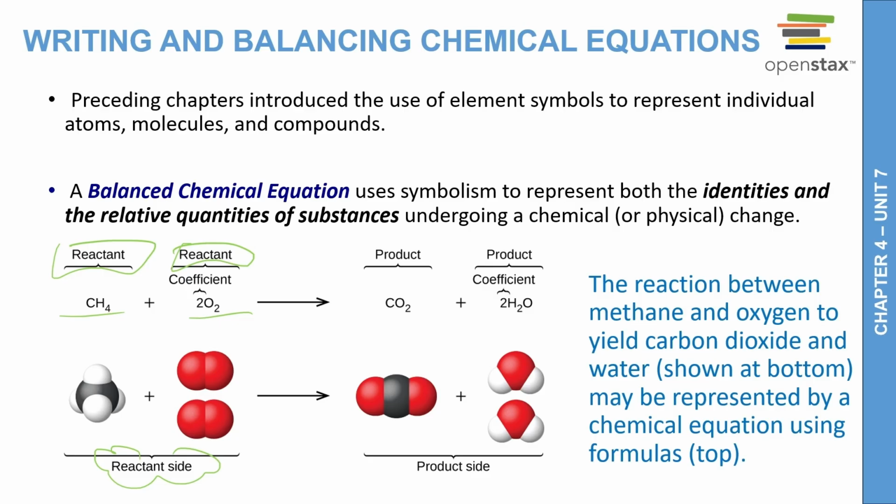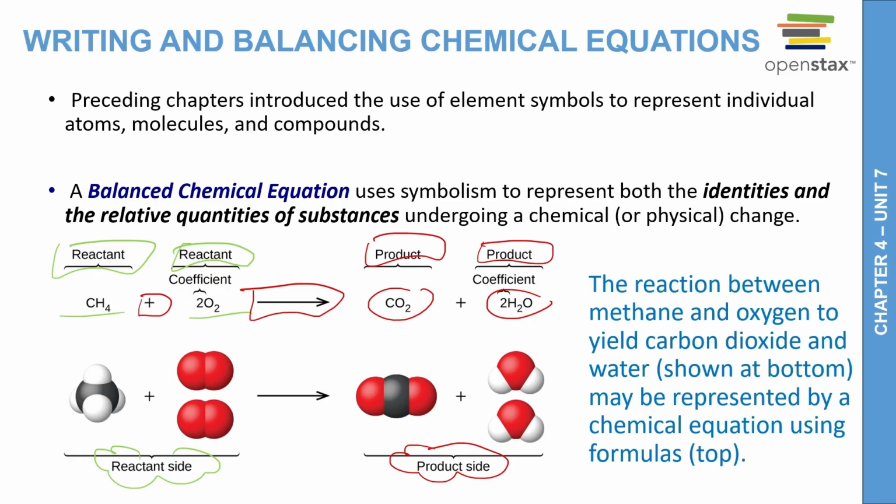And the substances generated by the reaction are called products, so they are placed on the right side of the equation. So we have product 1, the carbon dioxide, and product 2, the water molecule. This arrow is dividing the reactants from the products, and the plus sign here is separating individual reactant and product formulas. Another very important thing here is that you always use the smallest whole numbers for the coefficients.